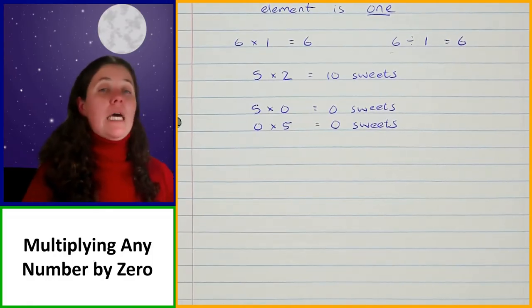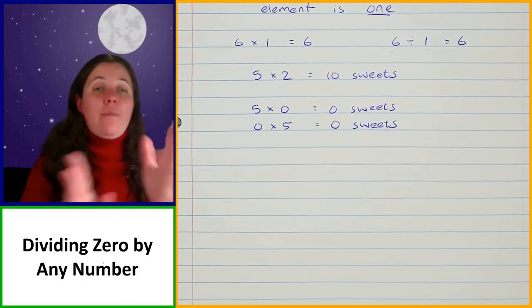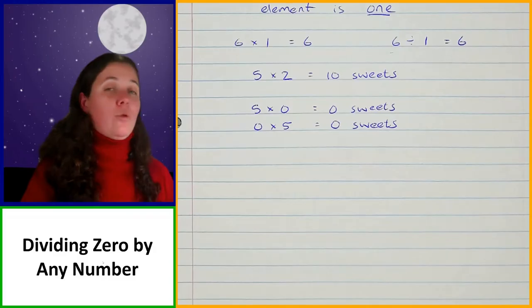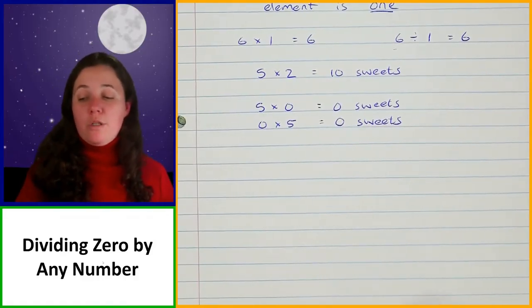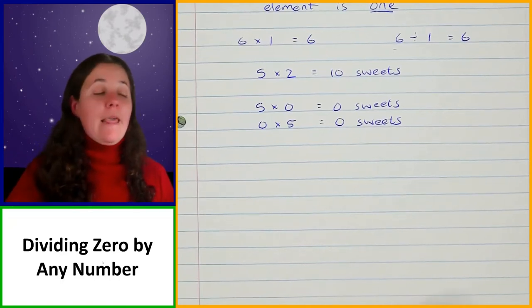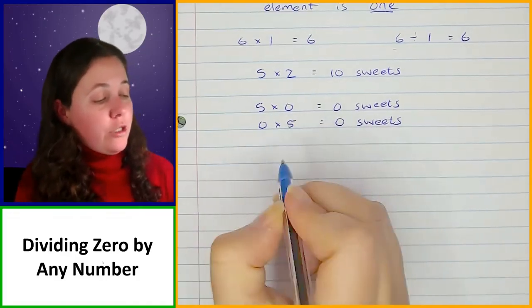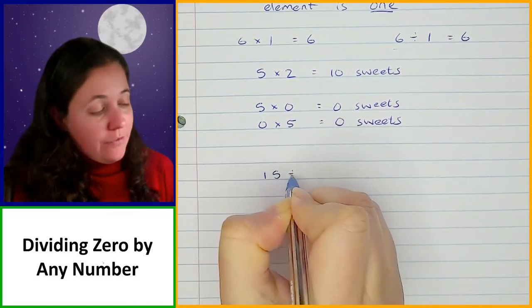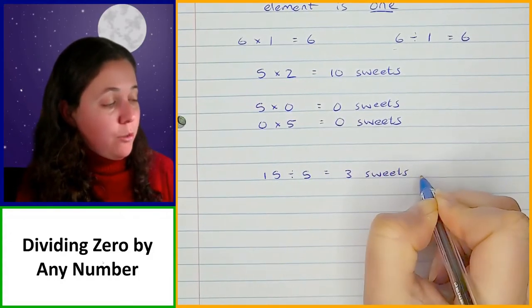Okay. Now we're going to look at division with zero. Remember, division is not commutative, so it's not going to behave the same way if I have them switched around. First we're going to look at an example where I have zero being divided by a number. Again, we're going to think about sweets and bowls. You have 15 sweets altogether, and you want to divide these sweets into your five bowls. You've got 15 sweets that you're going to share out evenly into these five bowls. So we're going to say 15 divided by 5, and that gives us 3 sweets in each bowl.